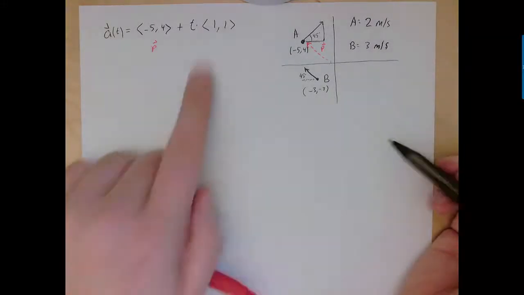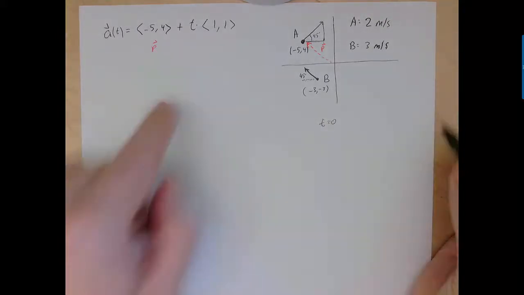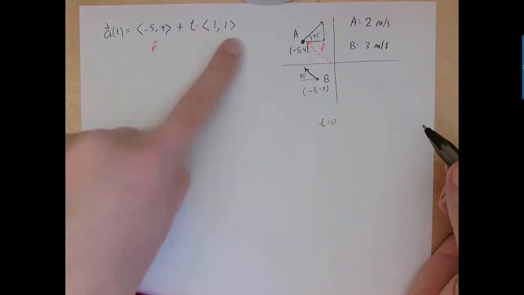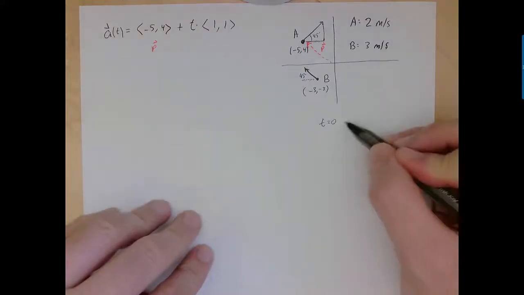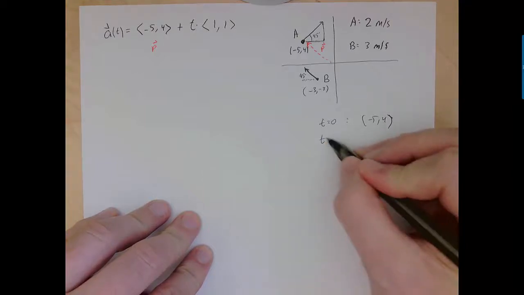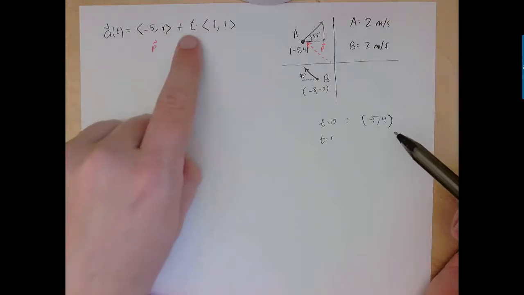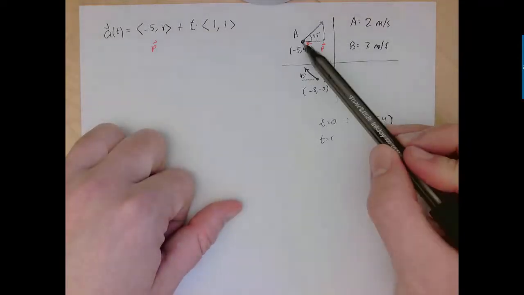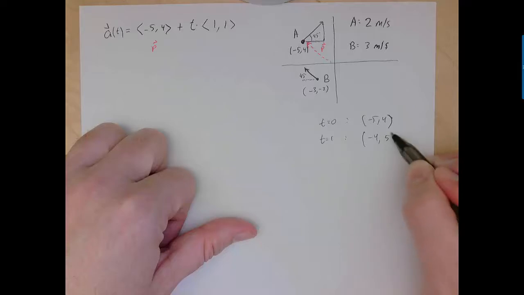The way you can know that is imagine plugging in time equals 0. At time equals 0, where am I? I'm at -5, 4 plus 0 times this vector, which shrinks it down to a length of 0. So at time 0, I'm at -5, 4. Where am I 1 second later? Well, I start at -5, 4, but then I add 1 times this 1, 1 vector. So I've moved over 1 and up 1. So at time 1, I'd be at -4, 5.